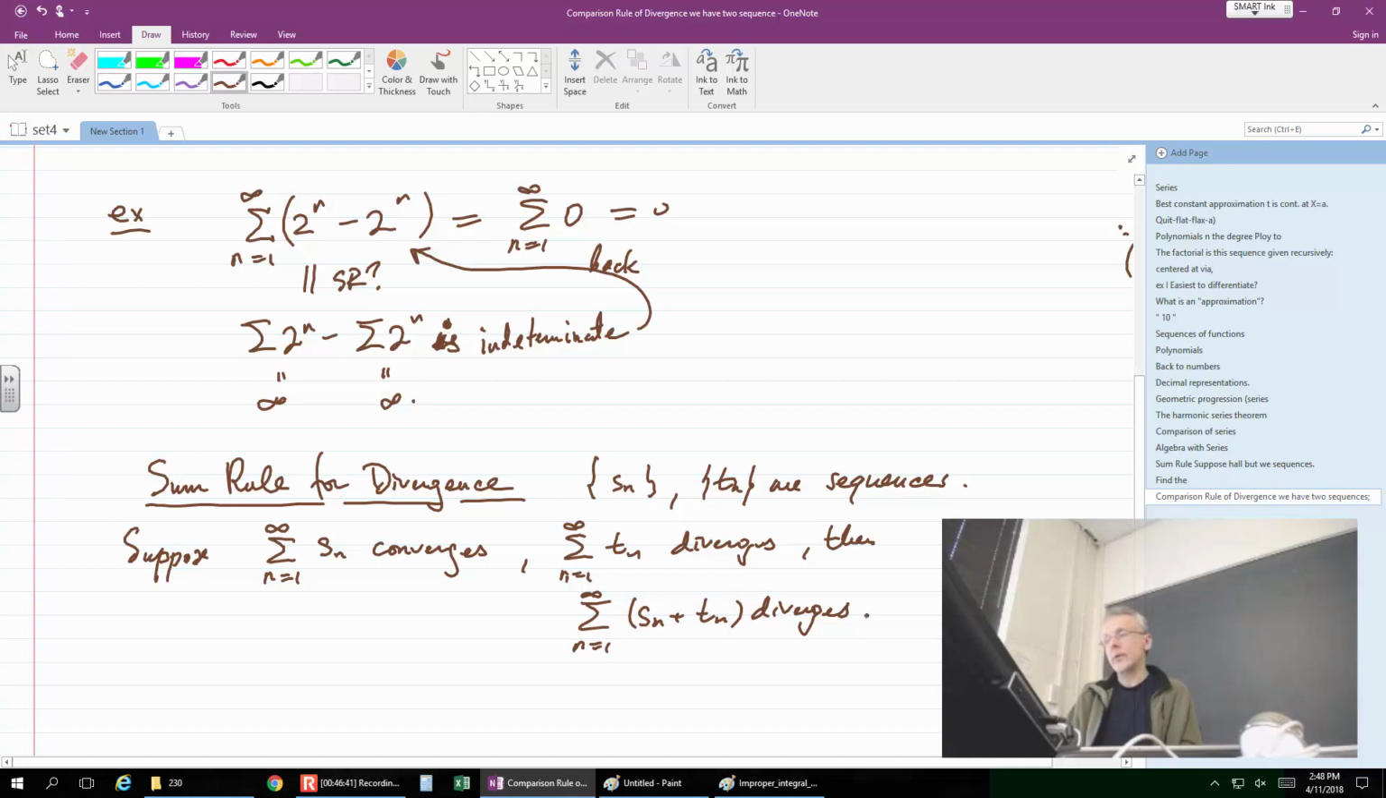Okay, so that is the sum rule for divergence. If you compare it to the sum rule for convergence, you had two convergent series which produced a convergent series. And then if you try to think analogously, you might say, well, let's take two divergent series, and then their sum should be divergent. But we already know that's not the case, and the example is right there. So the sum of two divergent series is not necessarily divergent, because there can be cancellation, and then you end up with just about anything you can imagine.